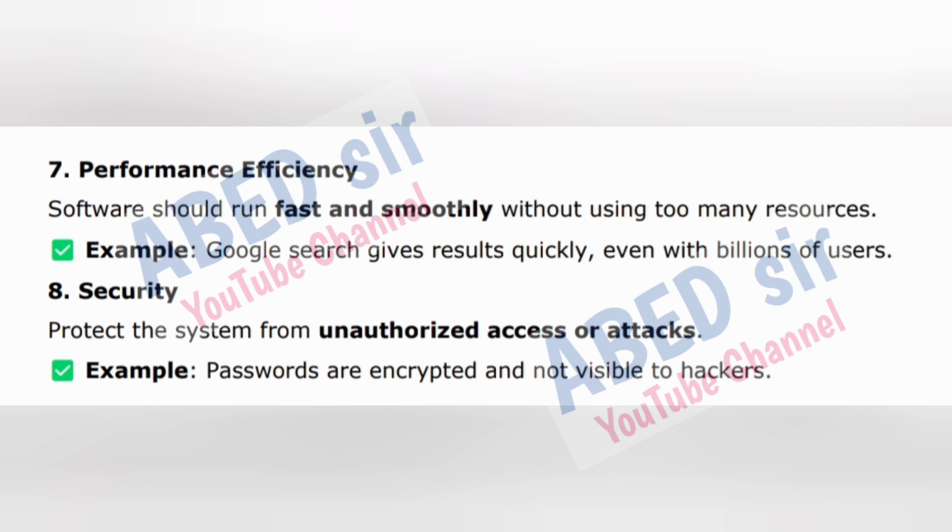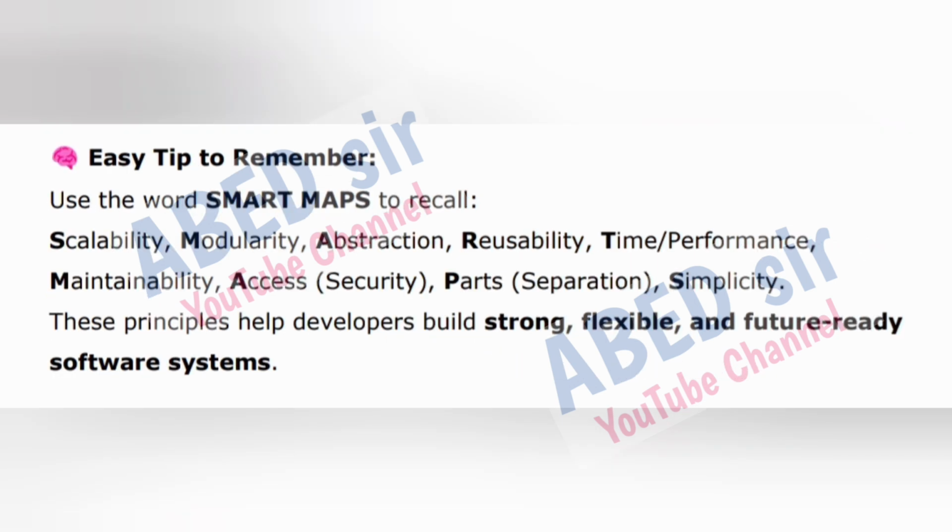Protect the system from unauthorized access or attacks. Example, passwords are encrypted and not visible to hackers. Easy tip to remember: use the word SMART MAPS to recall. Scalability, modularity, abstraction, reusability, time performance, maintainability, access security, parts separation, simplicity. These principles help developers build strong, flexible, and future-ready software systems.